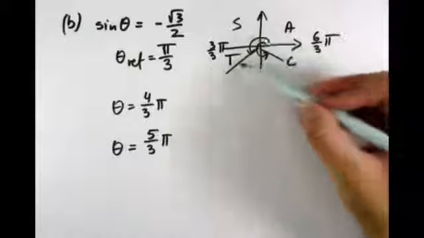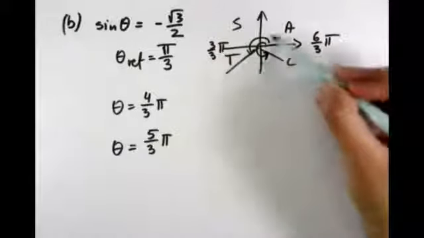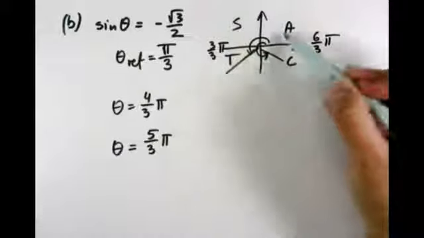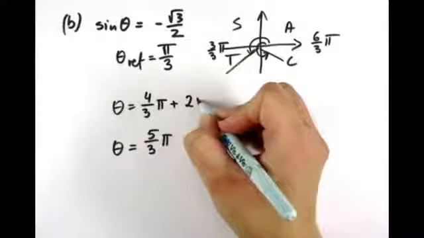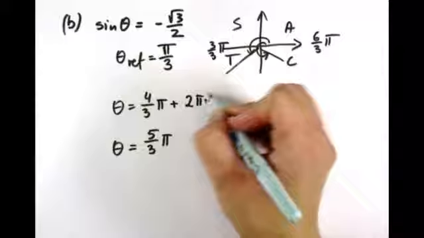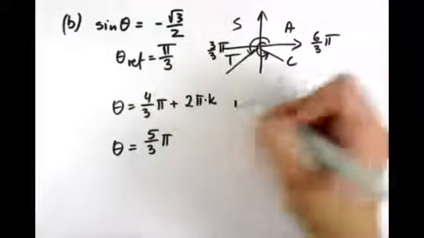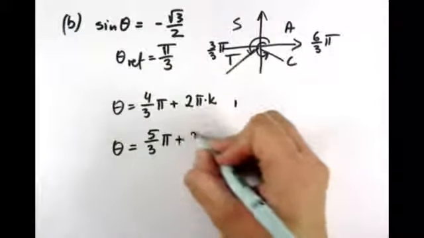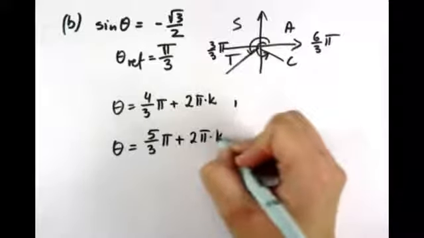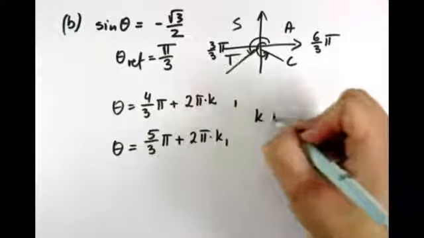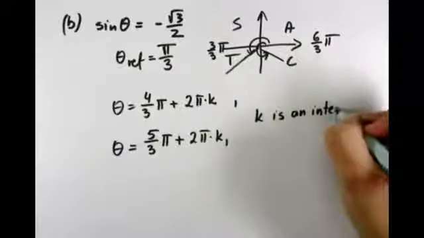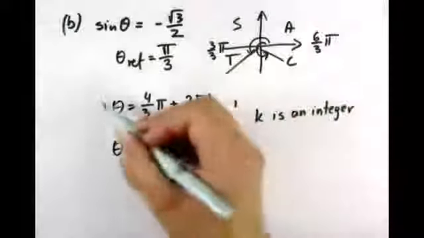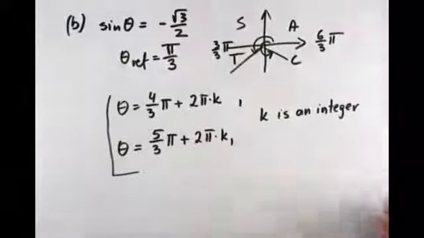Now we can go one more around, and one more around, and one more around. So we have plus 2 pi times k, where k is an integer. That's the general solution.